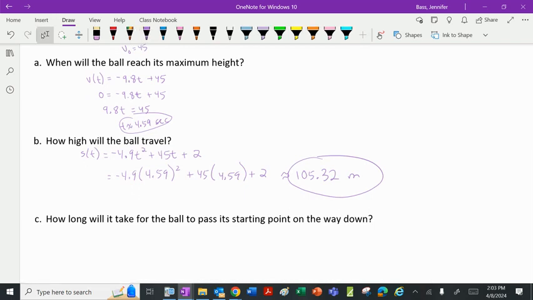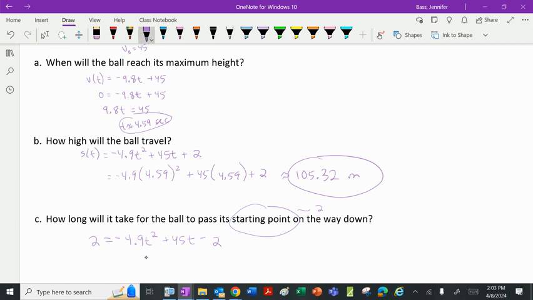Well, remember the starting point was 2 meters. So we want to know, when is the position going to be 2 meters again? So set our generic S(t) function equal to 2. So remember, its starting point was 2. Okay, so we want to know when it equals 2. Ooh, I don't know why I just put an equal sign. That should be plus 2.